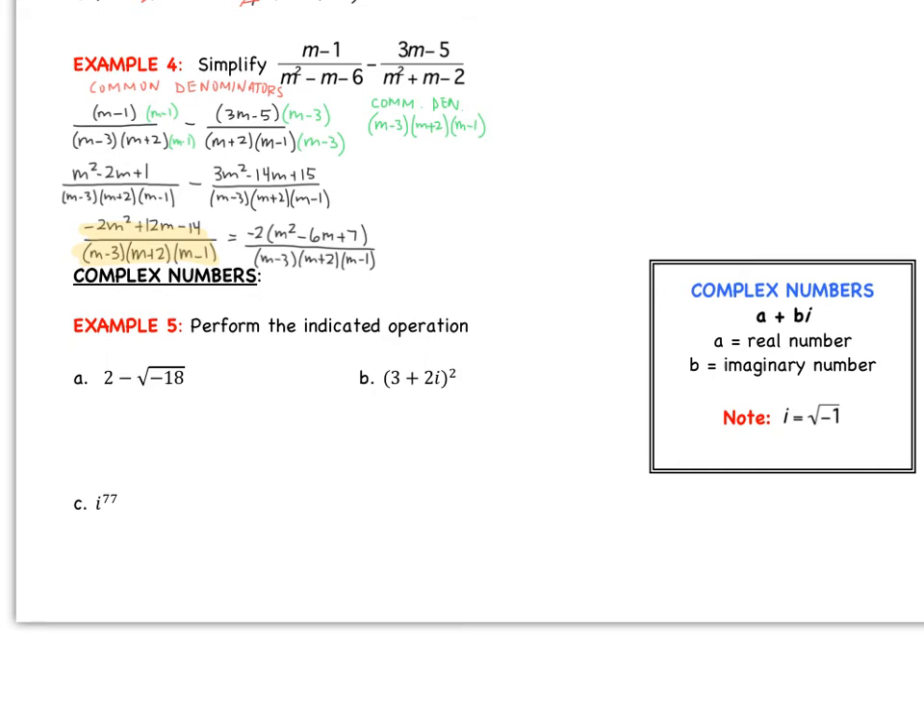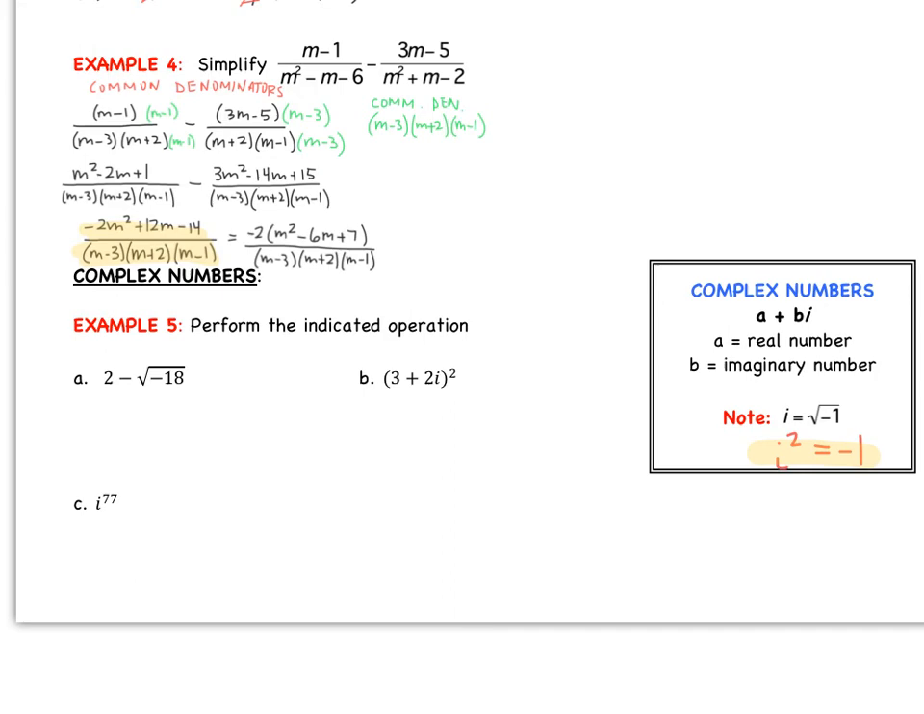So if i is equal to the square root of -1, we also have to remember that if we were to square both sides, we would get i squared is equal to -1. So that's kind of a key piece. Whenever we see i squared, we will replace or substitute it with -1. Okay, so we're going to go through these operations really quickly, and then that'll be the day.